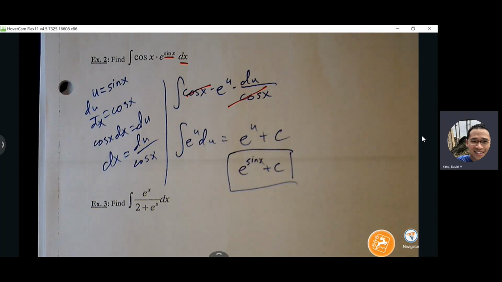Okay, example 3. We always want to think in terms of expanding, but more than one term in the denominator prevents us from expanding. So we're stuck with having to go through u substitution. We can't separate this either. What could be our u value?